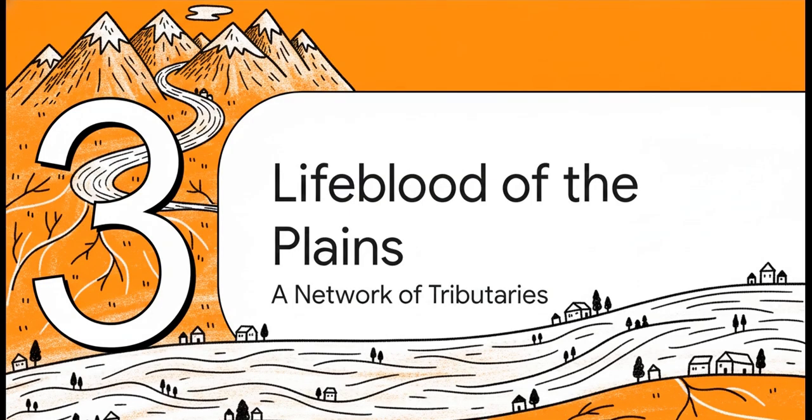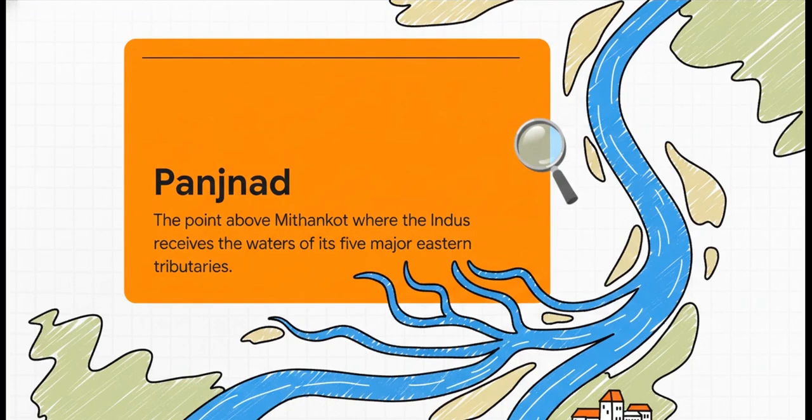So, our rivers have battled their way out of the steep mountain gorges, and now they spill out onto the vast northern plains. And here, their whole journey transforms. They slow down, they get wider, and they become the lifeblood for millions, fed by this huge, complex network of tributaries. All right, for the Indus system, there is one term you absolutely have to know: Panjnad.